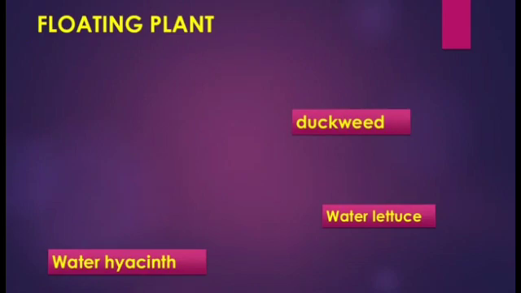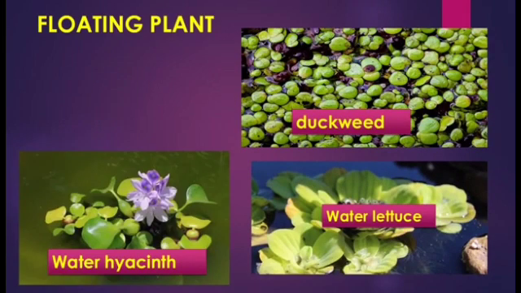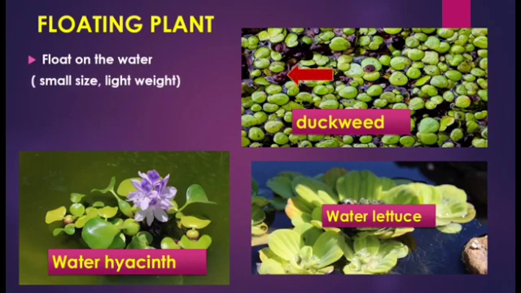Now let's move on to the floating plants. The examples are duckweed, water lettuce and water hyacinth. By the name itself you can know that these plants float on the water. Now let's take the example of duckweed. Because of its small size and its light weight, it can easily float on the water. Now these plants are not fixed to the soil.